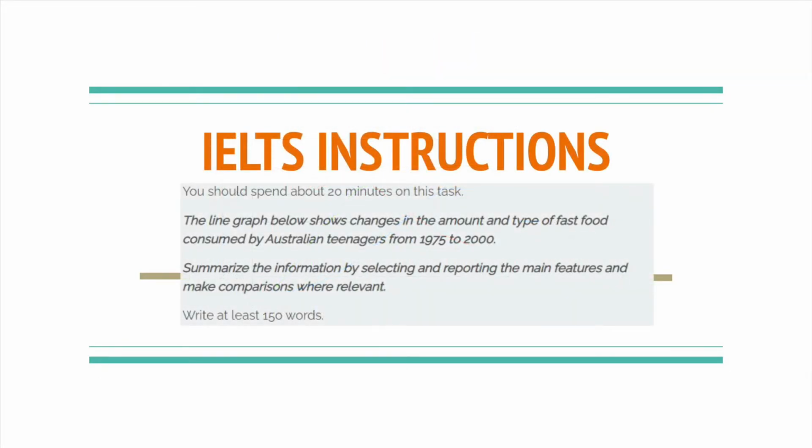In this video, you should spend about 20 minutes on this task. The line graph below shows changes in the amount of the type of fast food consumed by Australian teenagers from 1975 to 2000. Summarize the information by selecting and reporting the main features and make comparisons where relevant. Write at least 150 words.